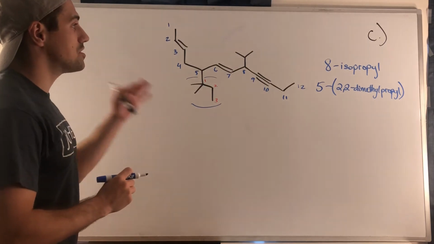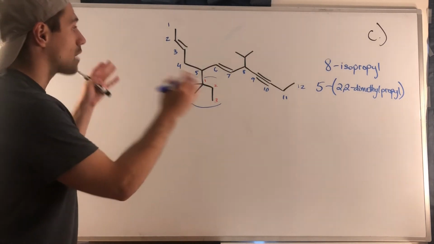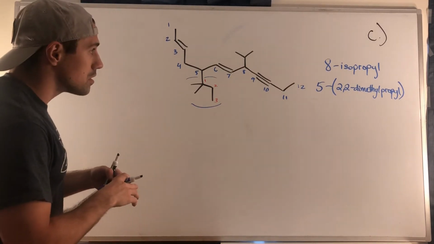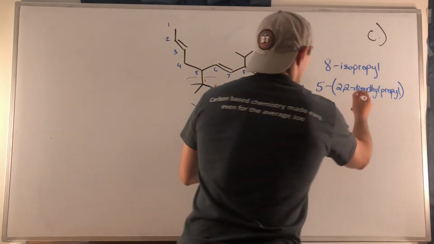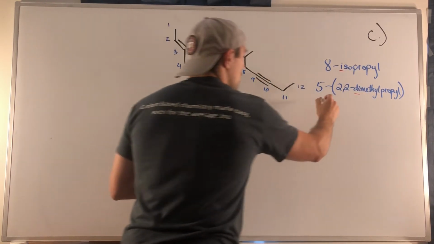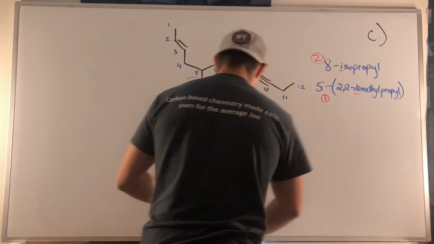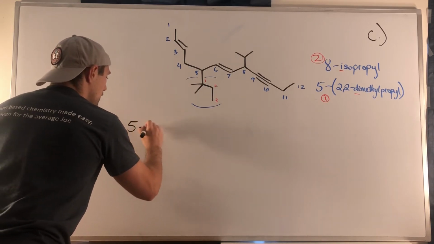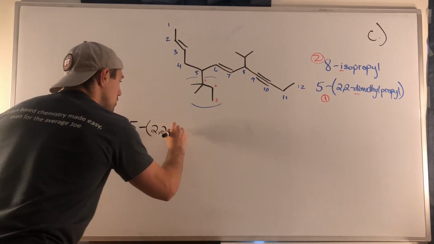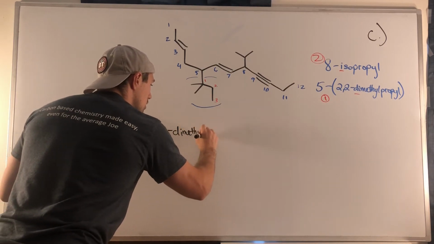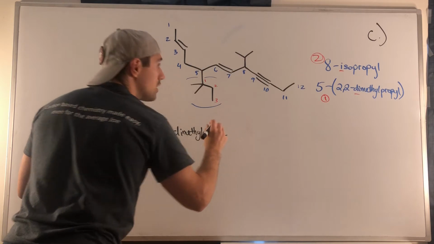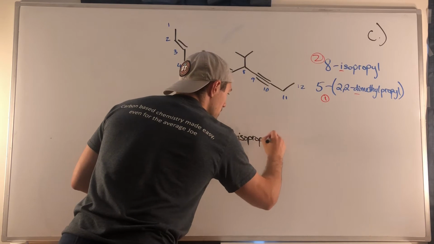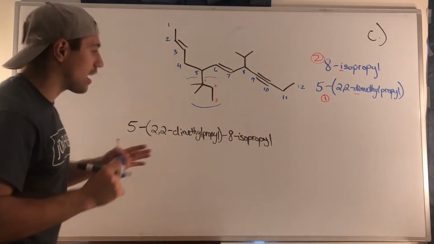So we've named our substituents. Now, actually writing the name is going to be kind of fun and interesting. I'm actually not going to stop the video. So for alphabetization, we have this and this. So first and second. So we actually have the 5,2,2-dimethylpropyl, hyphen, 8-isopropyl. Again, sorry, excuse some misspellings if I do them by accident.